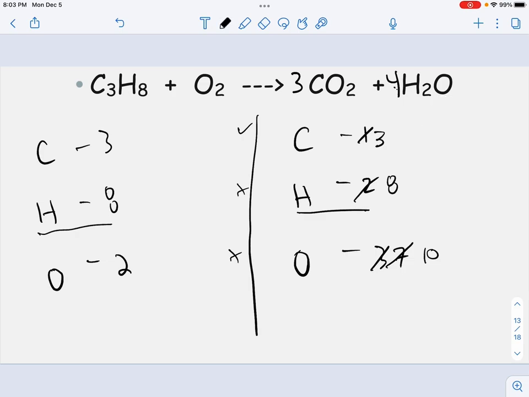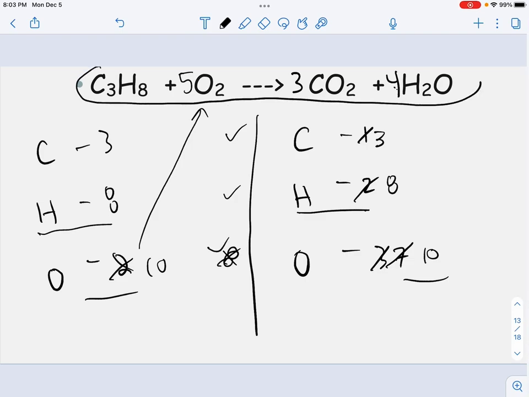All right, so let's see where we stand. Let's do some double checking. Carbon balances, hydrogen balances, but oxygen does not. We've got 10 on the right and 2 on the left. Pay attention to this. We put a 5 up here. Now we have 10 oxygens. So now everything balances out, and this is the correct balanced equation for this formula.